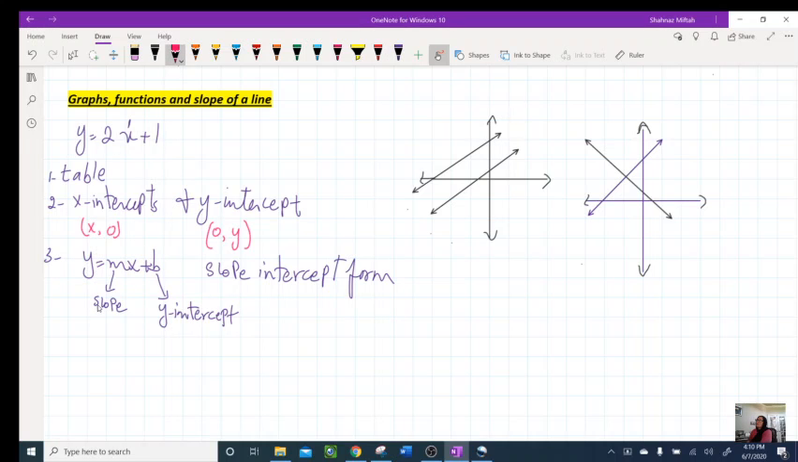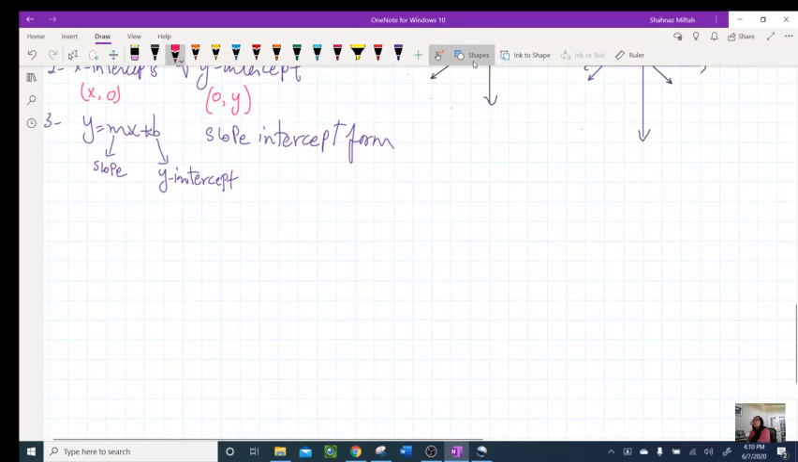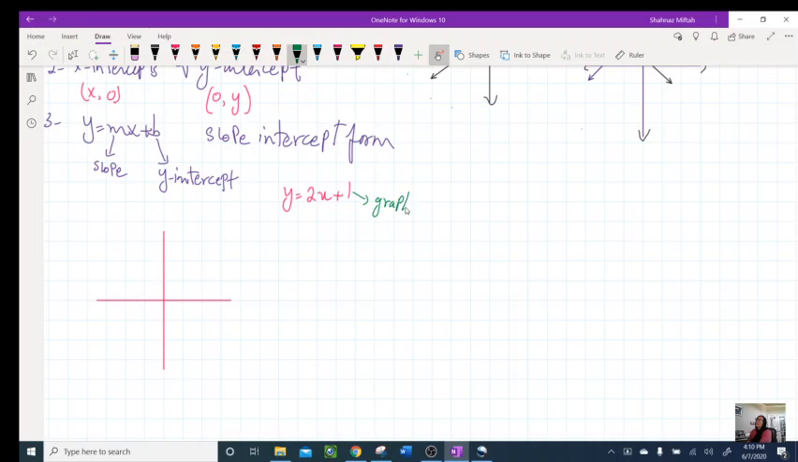Okay, now how do we graph and use this whole information to graph y equals 2x plus 1? The easy way to do this, for example, I have a graph here, and I'm just going to write my equation one more time, y equals 2x plus 1. This is the third way to do it, guys. The y-intercept you're going to graph first, no matter what.